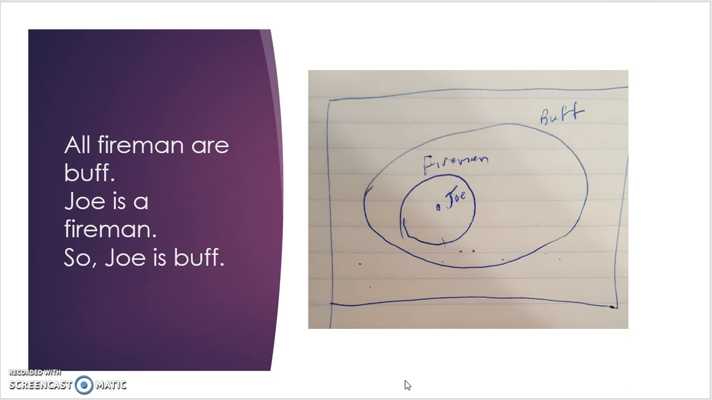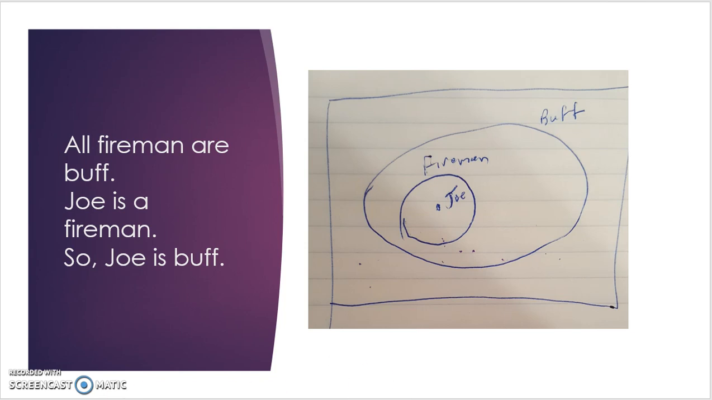Now, as soon as you do that, Joe is automatically an element also of the buff circle. There's no way to get around it. This is the only possible way that the circle can really be drawn, with the Joe dot inside of the fireman circle, which is itself inside of the buff circle. And this shows that Joe is one of the elements of the buff. So the conclusion is true. No way to get around that. As long as you draw that the premises are true, the conclusion must also be true. That means it's a valid argument.